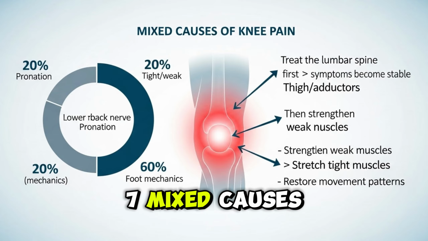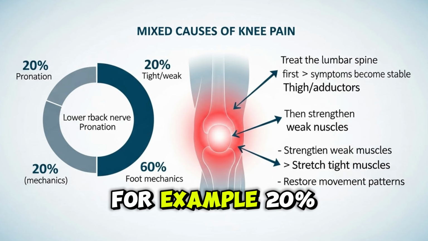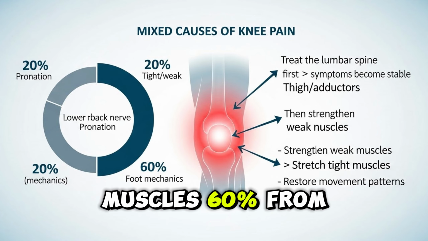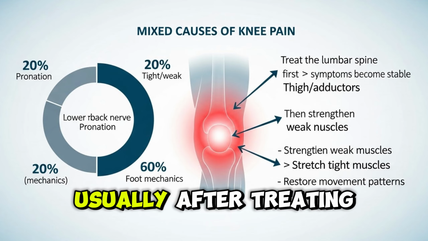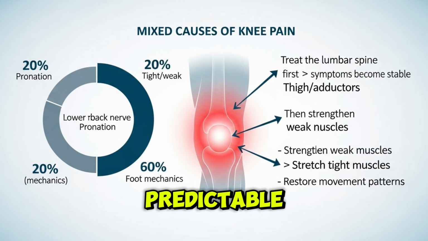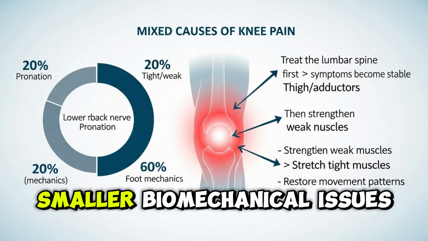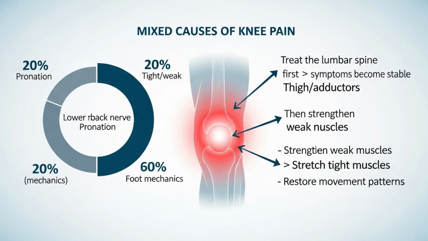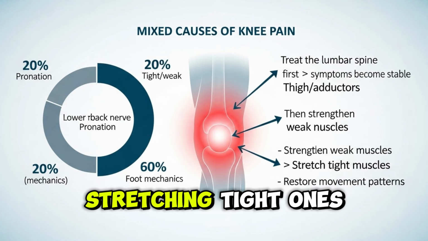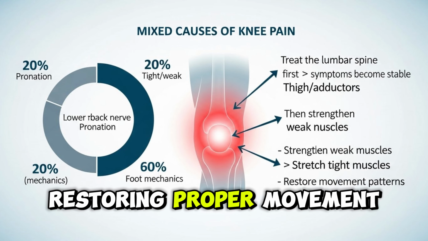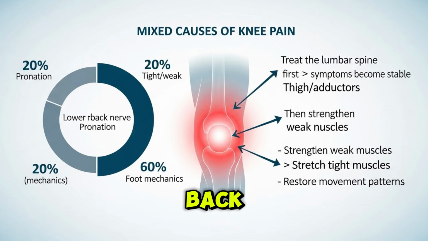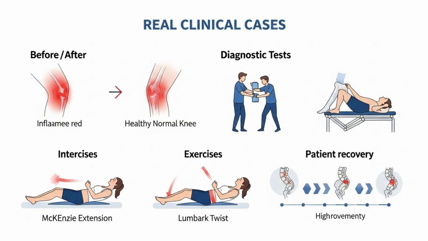7. Mixed causes are common. For example, 20% from the foot, 20% from tight muscles, 60% from the lower back. Usually, after treating the lumbar component, symptoms become more predictable, pain decreases, but smaller biomechanical issues remain. At that point, you continue with strengthening weak muscles, stretching tight ones, and restoring proper movement patterns. But always, first fix the lower back, then train the knee safely.